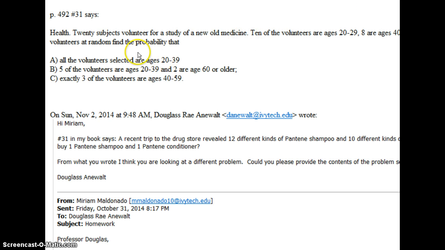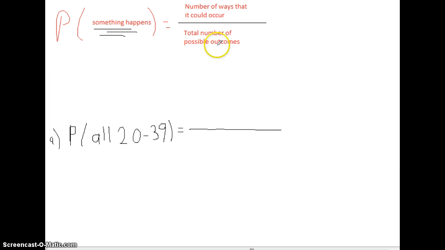So let's add up how many total volunteers there are. Well, it tells us there's 20 total people, and then it breaks them down by age group. There's 10 in the first age group, 8 in the next, and then 2 in the last one. So if there's 20 total people and we select 7 volunteers at random, how many total ways can we do that? That's the total number of possible outcomes.